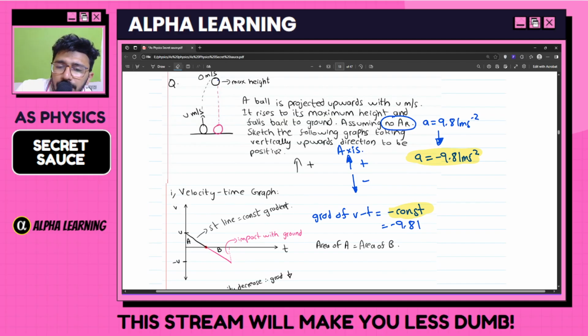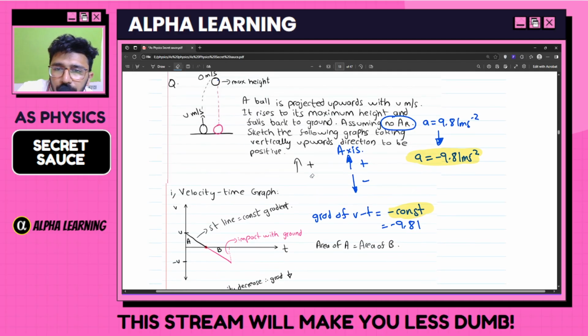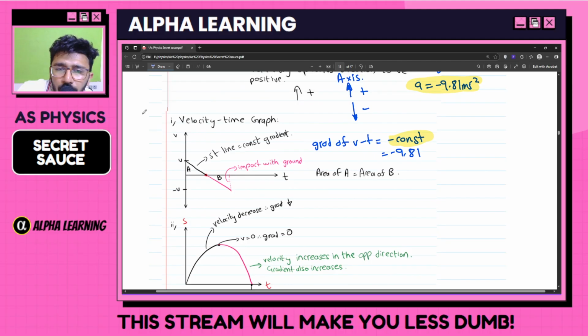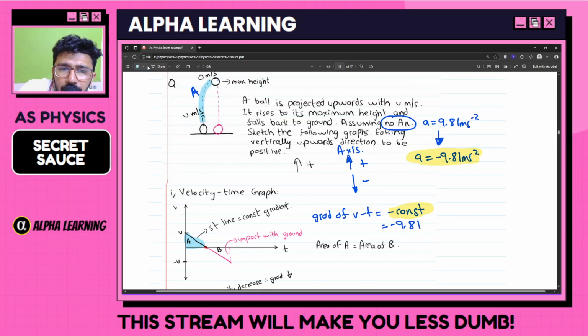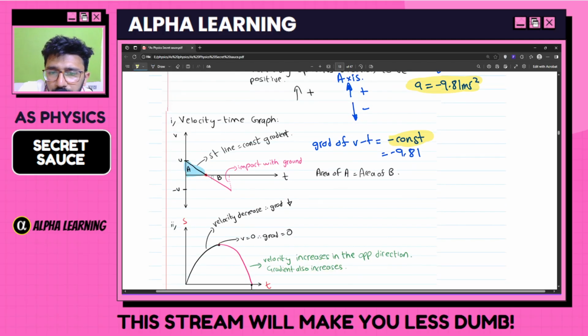The second thing that you need to know here is that the area under a velocity time graph is equal to displacement. Perfect. So when the ball is rising up, what is the displacement or the height covered? That is this h, or you can say this is A. When the ball is rising up, this is the area A, or the height A, that is covered. When the ball is falling down, like this, the area covered or the height covered is B. So let's label this as B. Simple.